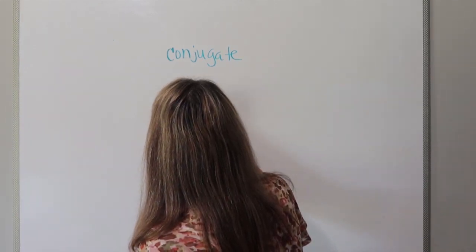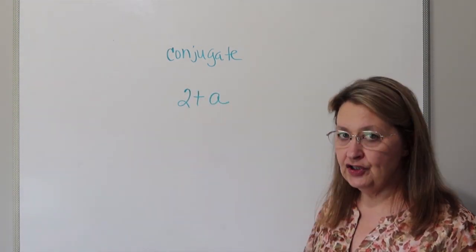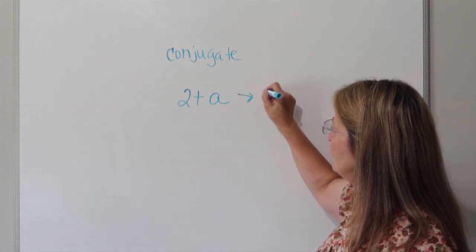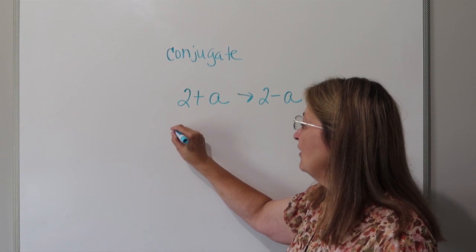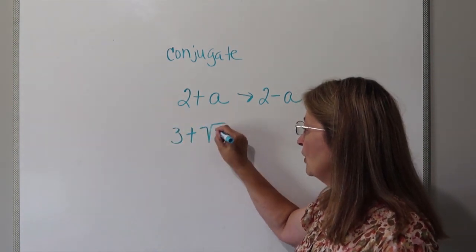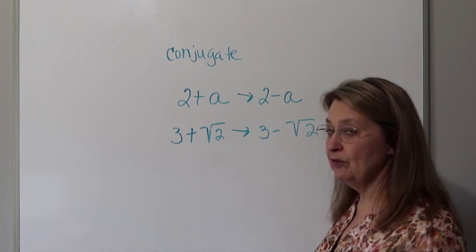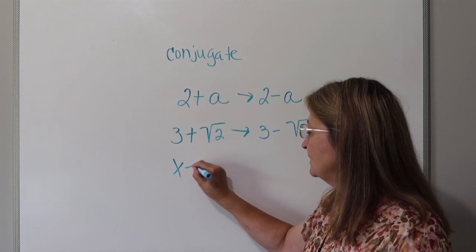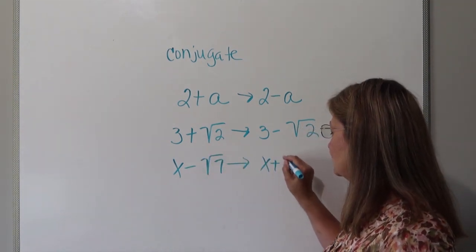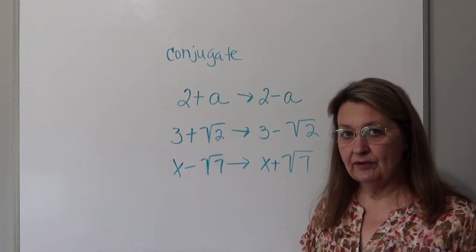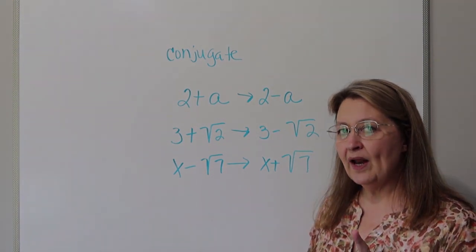So if I have 2 plus a, and I want to write the conjugate, its conjugate is going to be the same numbers with a different sign. That's all it is. If I've got 3 plus square root of 2, the conjugate of that is 3 minus square root of 2. If I've got x minus square root of 7, the conjugate of that is x plus square root of 7. So now that we know what a conjugate is, let's look at what happens.